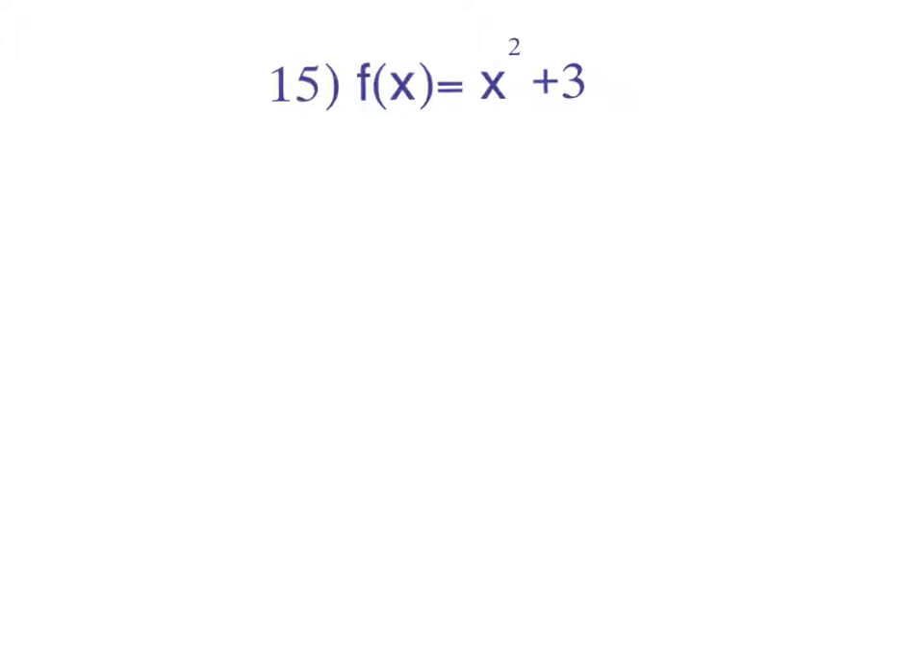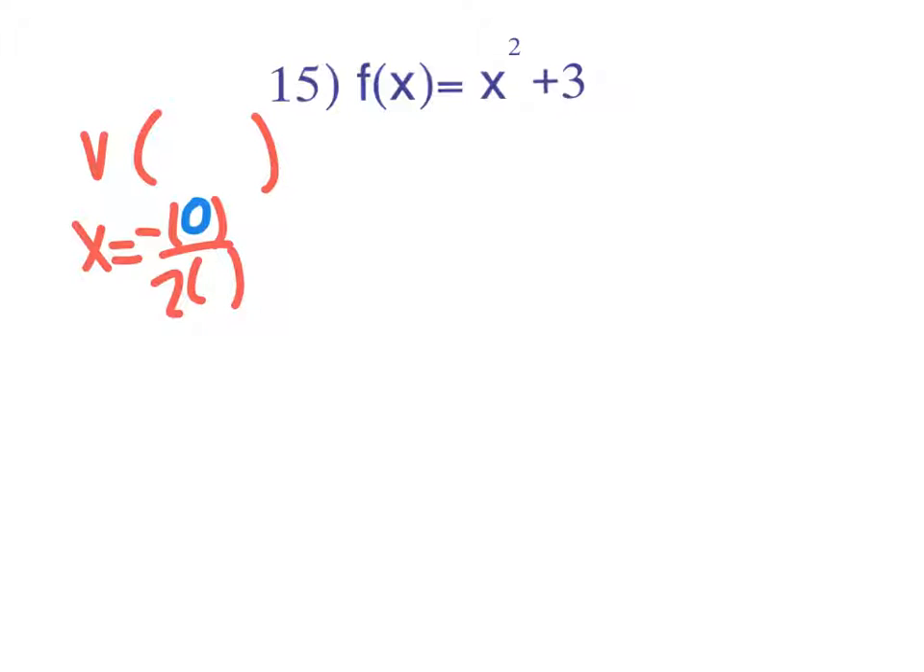Let's try number 15, guys. Number 15. Okay, so I want to start again with the vertex. The vertex is a coordinate. How do I find that coordinate? X equals negative b over 2 times a. I'm not even going to write it down anymore. I'm just going to write it with the parentheses already set up to plug in values. What is my b value? The b value? 0. There is no b, right? And so it's going to be 0, right?